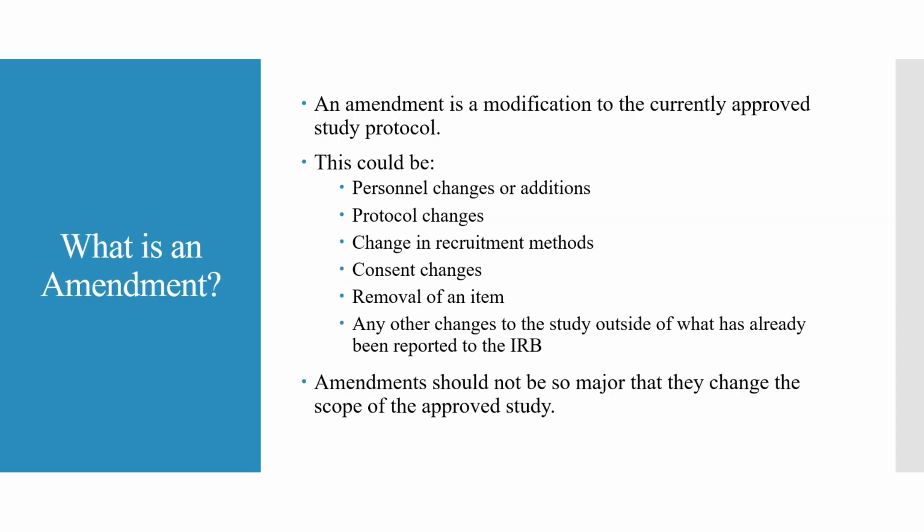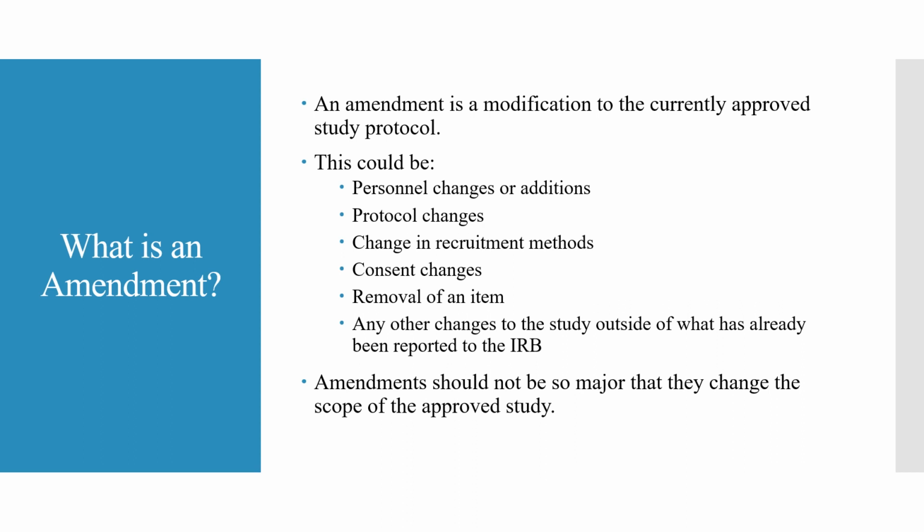So what is an amendment? An amendment is a modification to the currently approved study protocol. And this could really be anything. It could be personnel changes, either removals or additions of staffing. It could be protocol changes, changes in recruitment methods, consent changes, removal of an item, or really any other changes to the study outside of what has already been reported to the IRB.